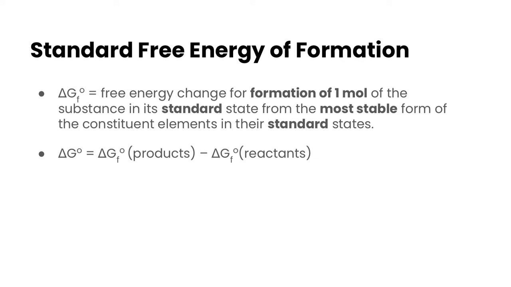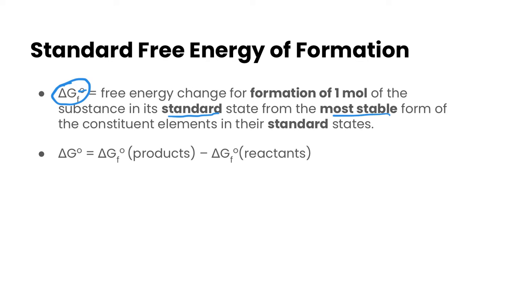In this video, we're going to take a look at standard free energy of formation and how we can use these values to calculate a delta G value for a chemical system. Now, starting with the definition, the standard free energy of formation, or delta G with the subscript f naught, is the free energy change for formation of 1 mole of a substance in its standard state from the most stable form of its constituent elements in their standard states.